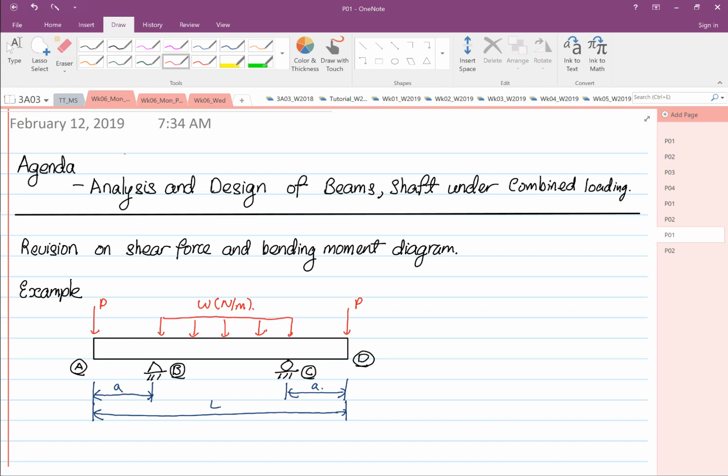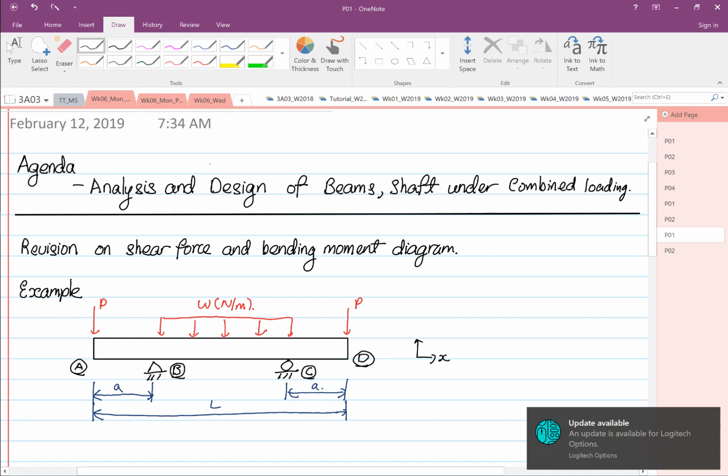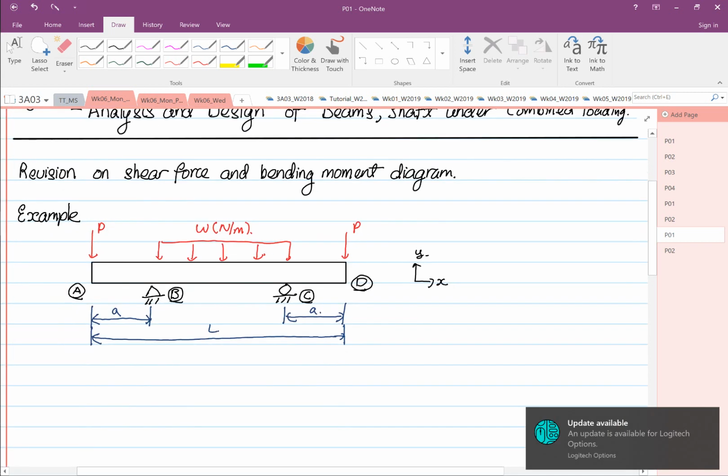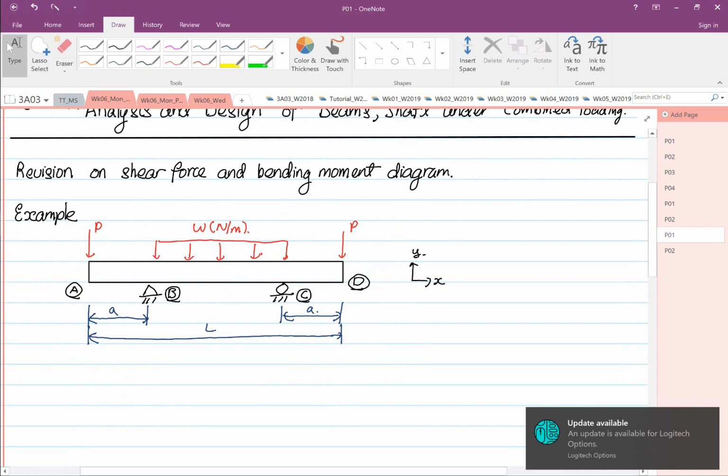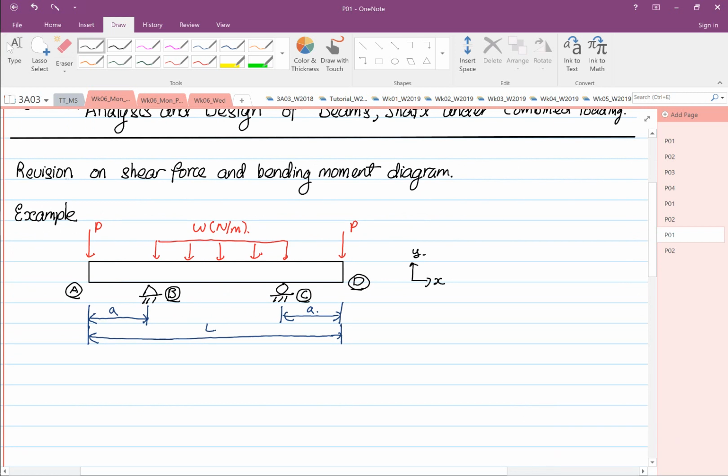So before we do anything, I want you all to start knowing about boundary condition. So we draw our transformation. This is our X, and this is our Y, and then we start with our boundary condition, and we're going to call at the position X is equal to A. This is X is equal to L minus A. And for shear force and bending moment diagram, your datum is always on the left hand side.